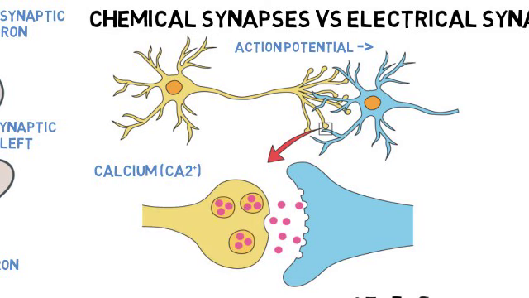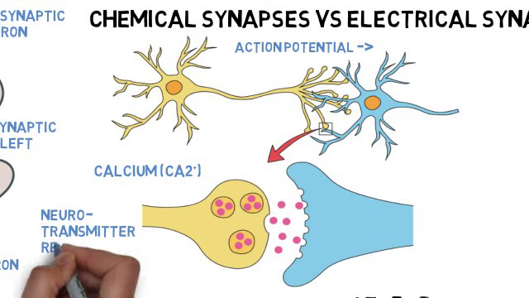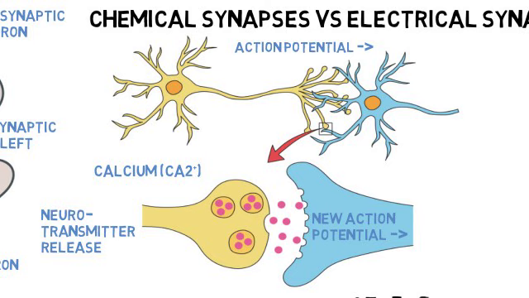Calcium ions then rush into the terminal, causing the synaptic vesicles to fuse with the presynaptic membrane and release neurotransmitters into the synaptic cleft. The neurotransmitters then diffuse across the synaptic cleft and bind to specific receptors on the postsynaptic neuron. This binding can either excite or inhibit the postsynaptic neuron, depending on the type of neurotransmitter and receptor involved. If the neurotransmitter binding excites the postsynaptic neuron sufficiently, it generates a new action potential, continuing the signal transmission.